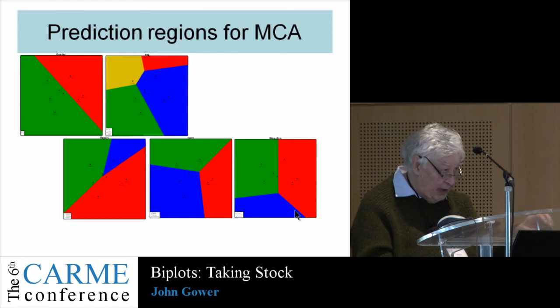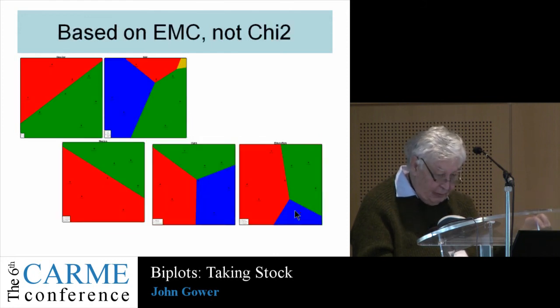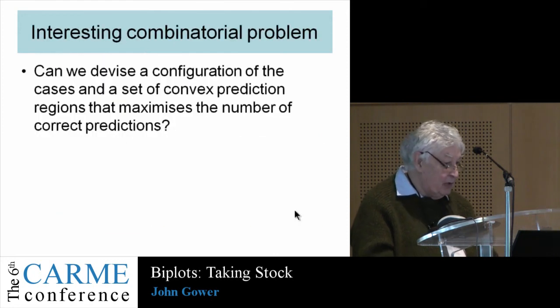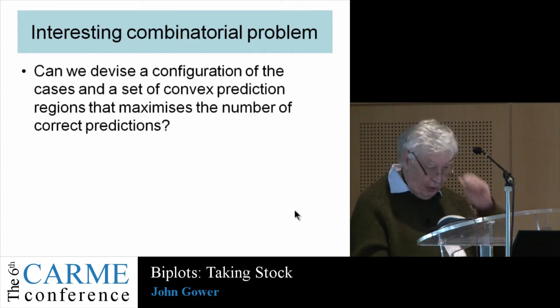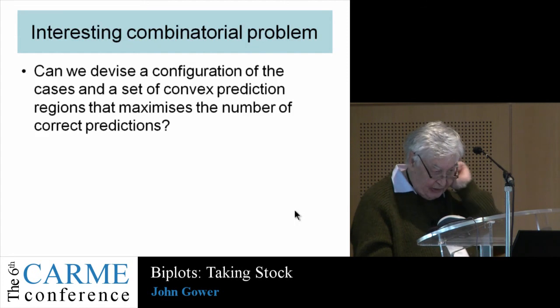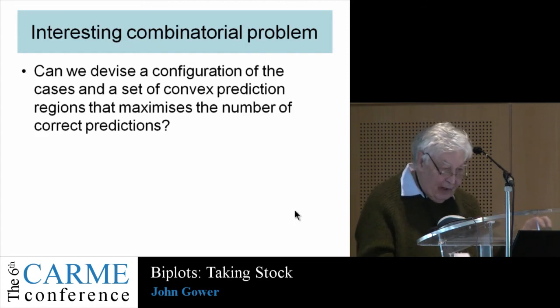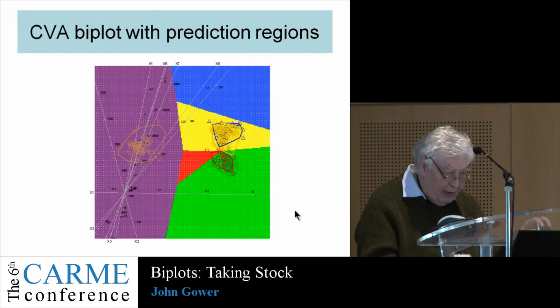And this is something one can study. 5 minutes, thank you. Right, I shall move on very quickly. There's an interesting combinatorial problem. Can we devise a configuration of cases and a set of convex prediction regions that maximizes the number of correct predictions? Now, since I only have 5 minutes, I shall go through these very quickly.